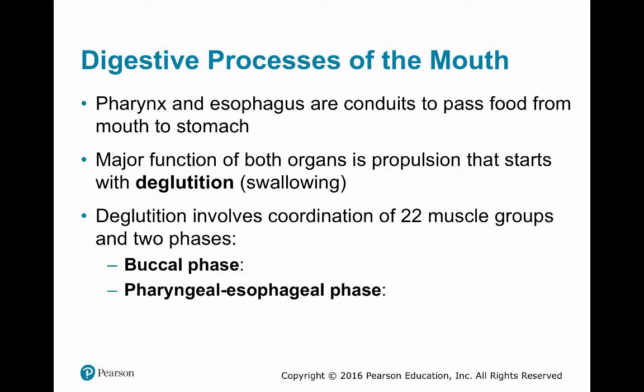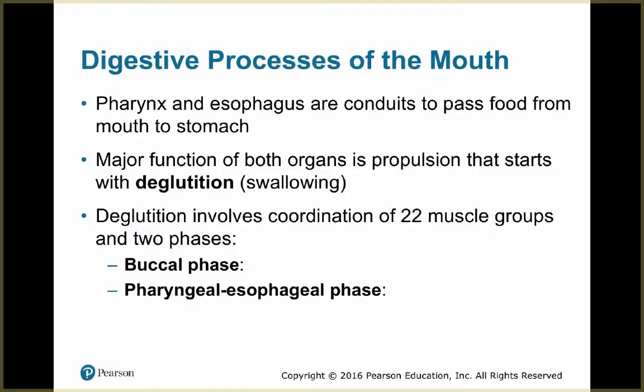So, the pharynx and the esophagus are conduits to pass food from the mouth to the stomach, right? The major function of both organs is propulsion, to get the food that becomes a bolus in the mouth through from the mouth to the stomach. And that starts with deglutition, the process of swallowing. This involves the coordination of about 22 muscle groups and 2 phases, the buccal phase and the pharyngeal esophageal phase. The buccal phase is the voluntary contraction of the tongue.